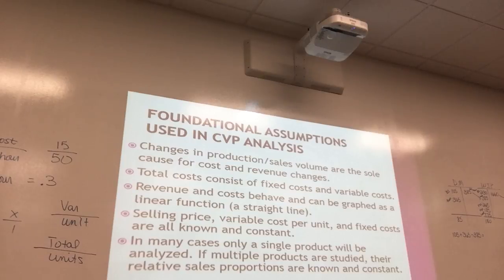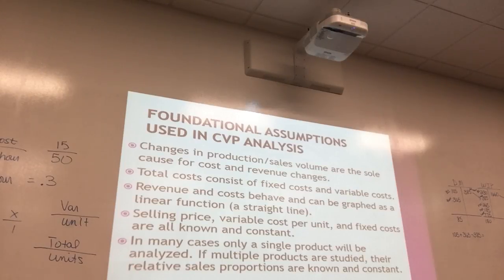Selling price, variable cost per unit, and fixed costs are all known and constant. We're not taking into consideration that maybe our variable costs for engines go up, or our tires go up because the cost of rubber has gone up. Or that we might do a rush order. Rush orders are going to cost more.